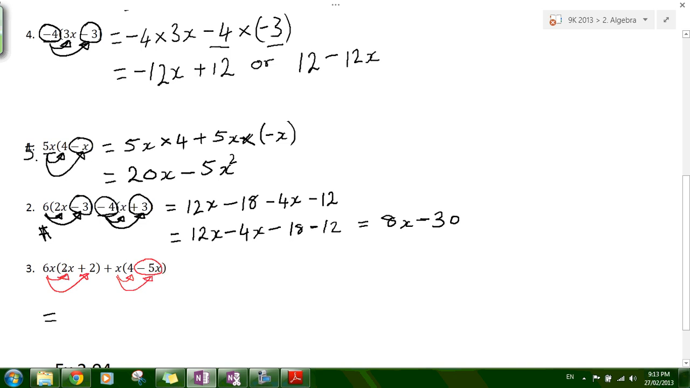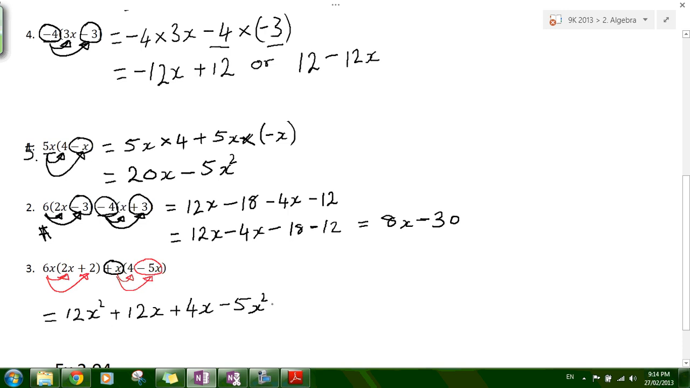So if we do equals 6x times 2x. Well, 6 times 2 is 12. x times x is x squared. So we have 12x squared. 6x times 2 is positive, so it's going to be plus 12x. Now we have the next set, x times 4, so that's plus 4x. And then we have positive x times negative 5x. It's a positive times a negative, so the sign's going to be negative. And x times x is x squared, so it's going to be minus 5x squared.